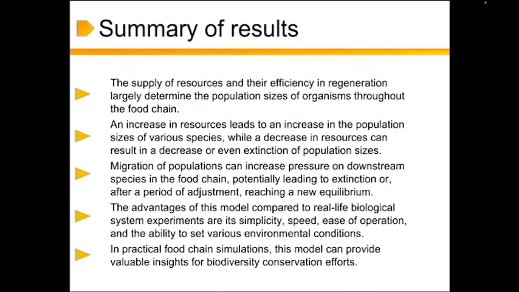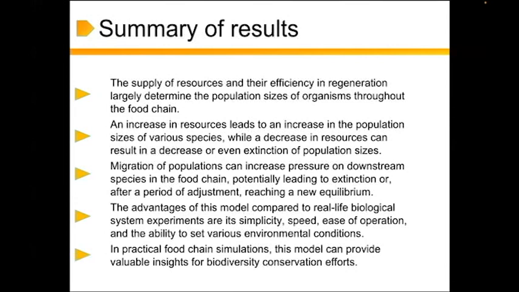And then it's a summary of the results. The supply of resources and their efficiency in regeneration largely determine the population size of the organisms throughout the food chain. And the second point is an increase in resources leads to an increase in the population size of various species, while a decrease in the resources can result in a decrease or even extinction of population size.